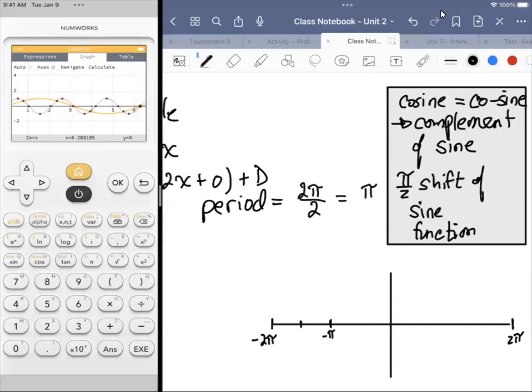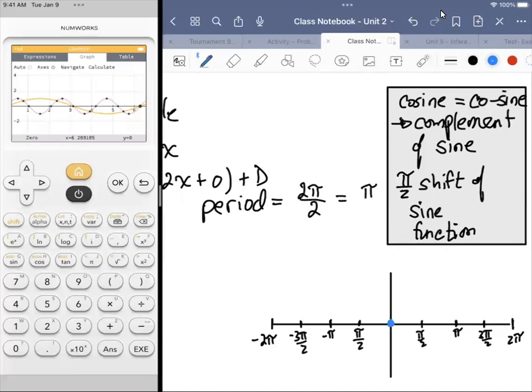Half of -2 pi is negative pi, so that's my halfway point. -3 pi over 2, -pi over 2. Then we have 0, pi over 2, pi, three pi over 2, and 2 pi. All right. Now let me show you the ordinary sine function.